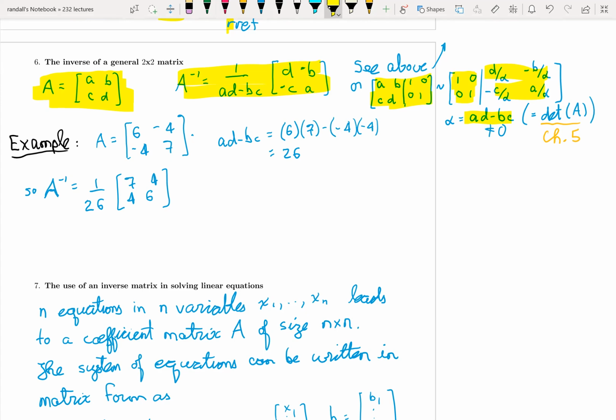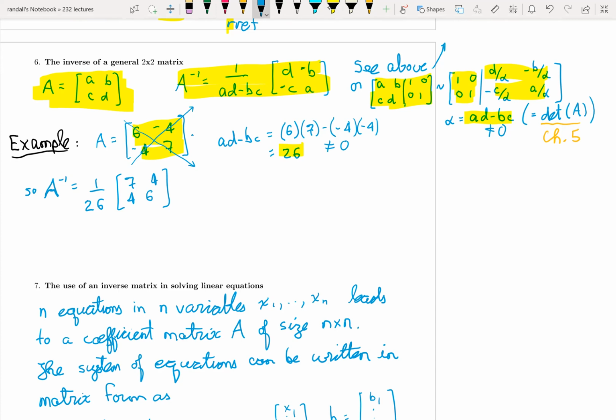Let's use that formula here just to show you how it can be done. Here's a 2 by 2 matrix. First thing I do, I want to determine whether this matrix has an inverse. I compute this determinant, as we'll call it. Notice it's the product of the diagonal entries minus the product of the anti-diagonal entries. So I get 6 times 7 minus the product of -4 and -4. So it's 26. It's not 0, it can be any number, but if it's not 0, it's invertible.